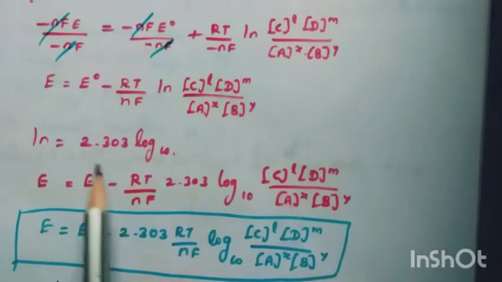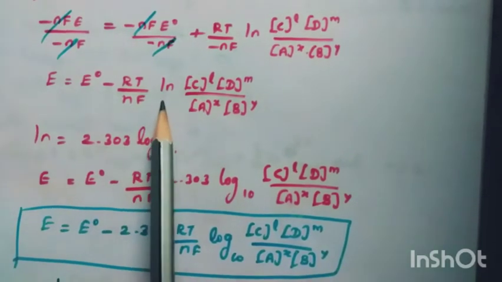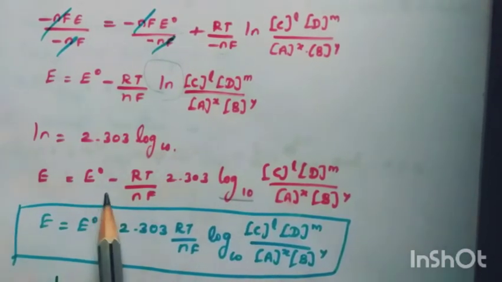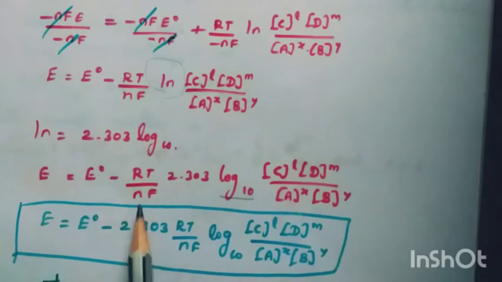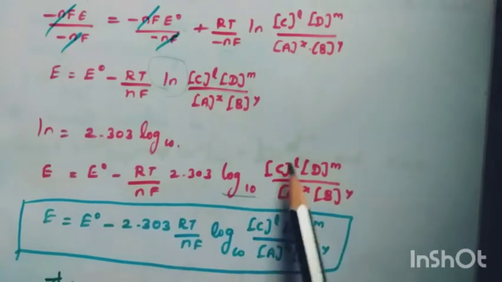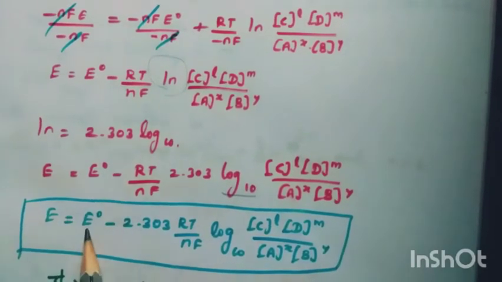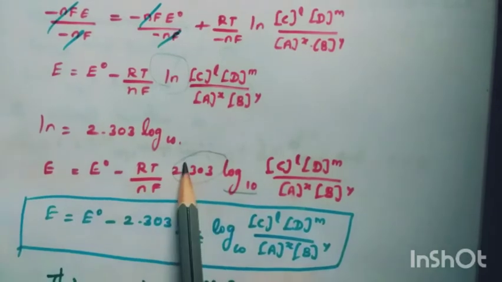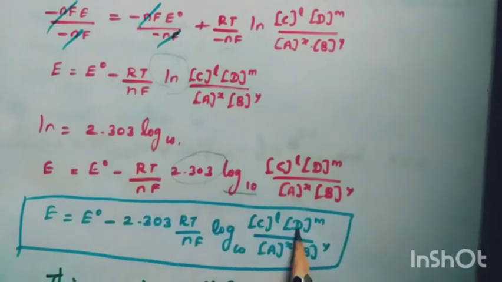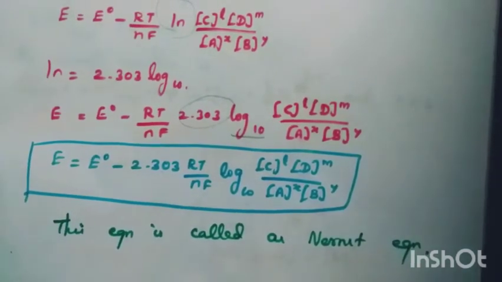Ln is equal to 2.303 log to the base 10, so instead of ln we substitute log. E is equal to E naught minus RT by NF, that is 2.303 log to the base 10, of the concentration of C power l, D power m over A power x, B power y. So E is equal to E naught minus 2.303 RT by NF log to the base 10 of this concentration term. This equation is called the Nernst equation.